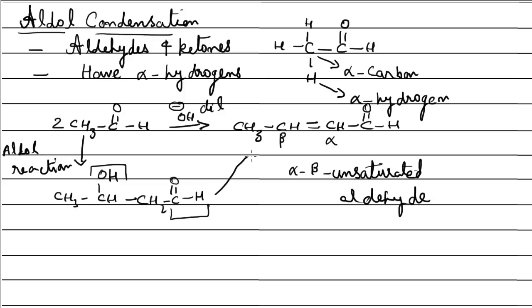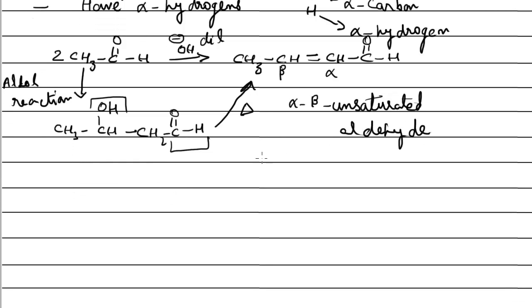And this on heating loses a molecule of water, because this double bond is in conjugation with the double bond of the aldehyde, and that makes the conjugation happen and therefore resonance. So the product is more stable. Mere heating would convert the aldol into the alpha beta unsaturated aldehyde or ketone. So let's understand the mechanism for this reaction.